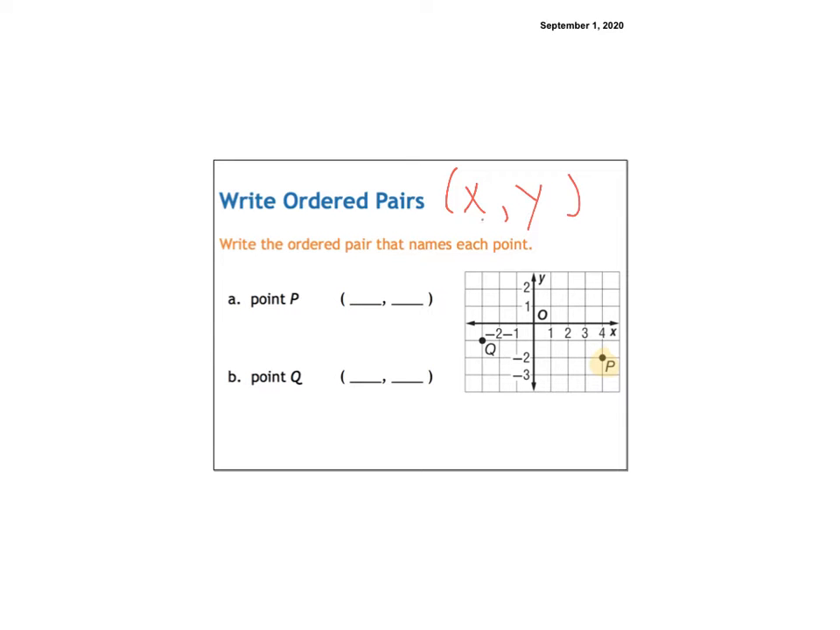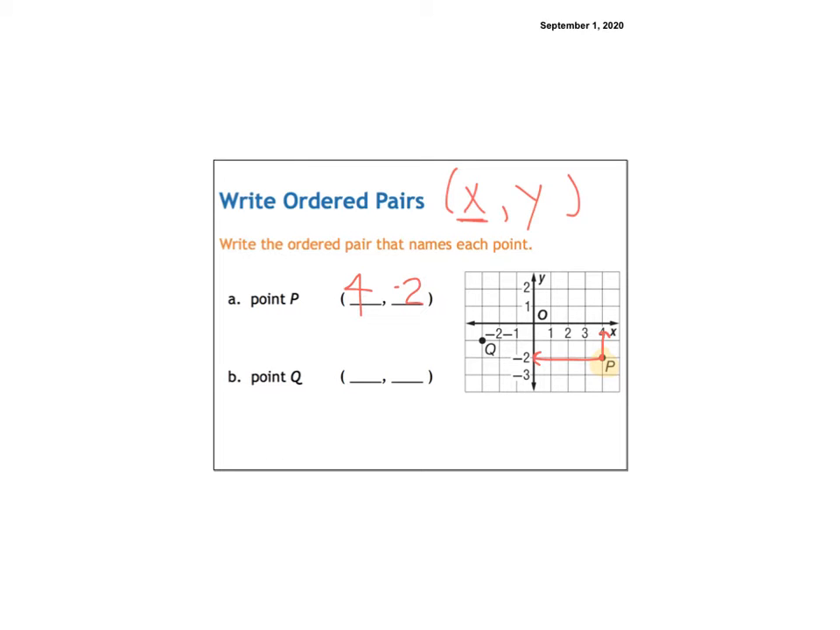So the x, that first part of our ordered pair, is where our point meets up with the x-axis. So for point P, it meets up at 4. And it meets up with the y-axis at -2. All right, so our ordered pair for point P would be (4, -2). So that means, to plot that point, we'd go to the right 4 and down 2. And that would be our point.